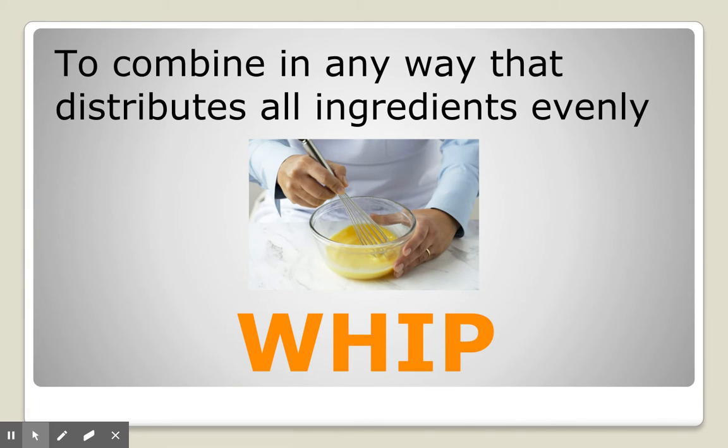Where stirring was fairly gentle, now we're going to whip, which means to combine in a way that distributes all ingredients evenly. Perhaps you'll use a wire whisk to do this, and you're very quickly whipping around the bowl, getting the edges and the bottom and getting everything evenly mixed together.